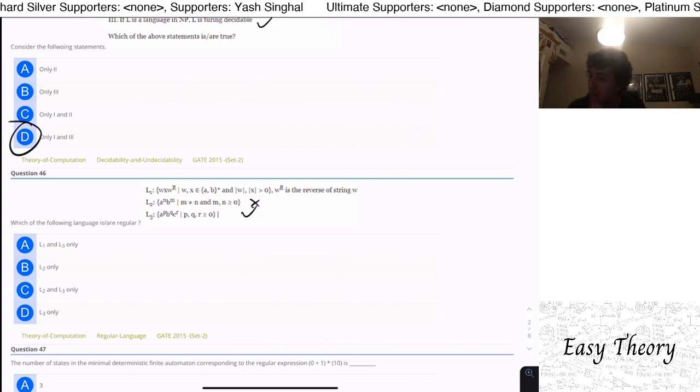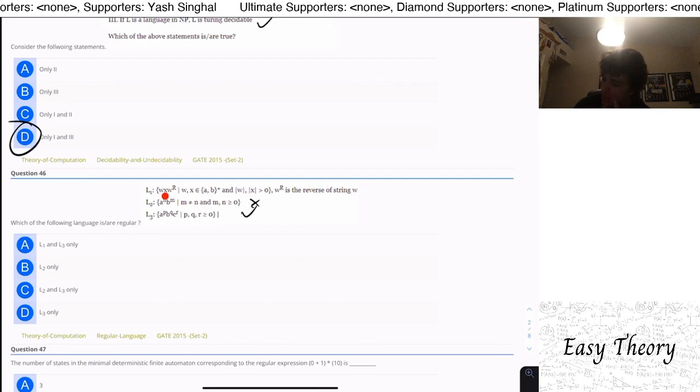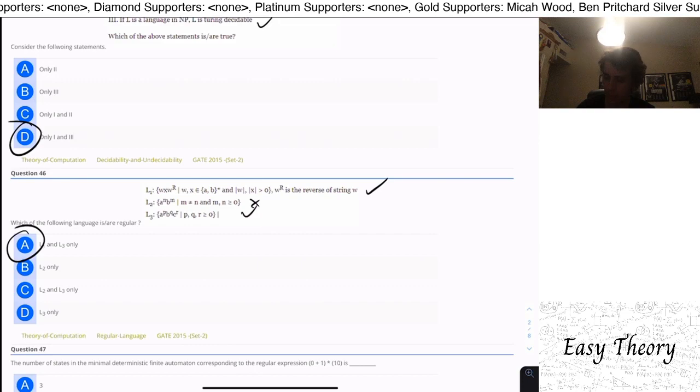Okay, yeah. So the key here is that X can be anything. So what you can do is you can have W be a single character and X can be anything. So this is just asking if the string starts and ends with the same character, which is regular. So 1 is also regular too, so it's 1 and 3.